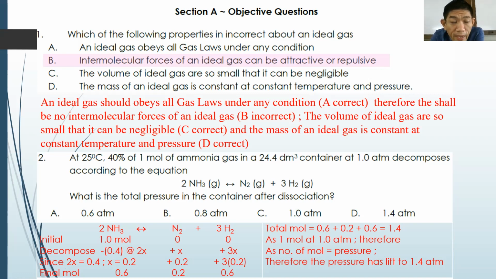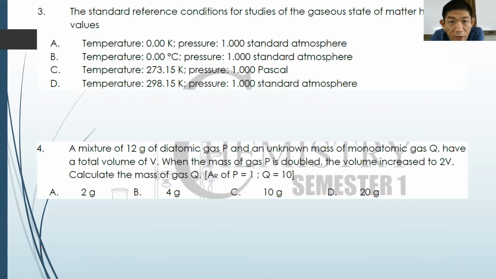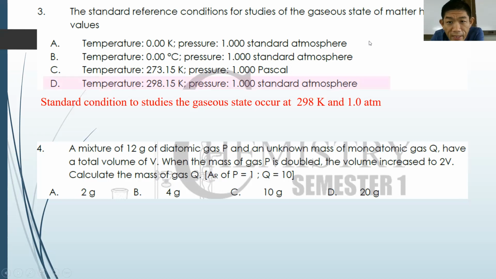Okay, so that is number 2. And then number 3, the standard reference condition for the study of the gaseous state of matter, the values are 298 Kelvin, 25 degrees Celsius, and 1.0 atmosphere. So that is why the answer here is D.